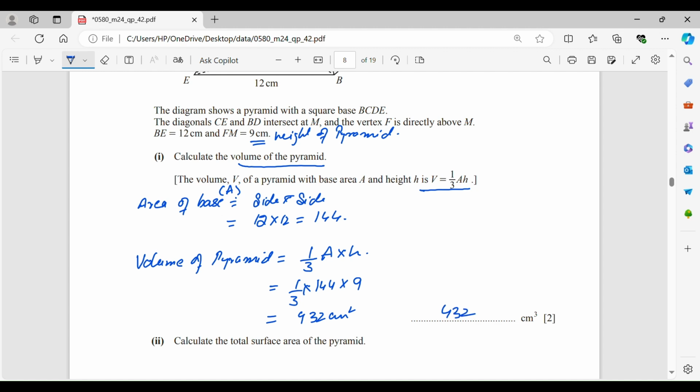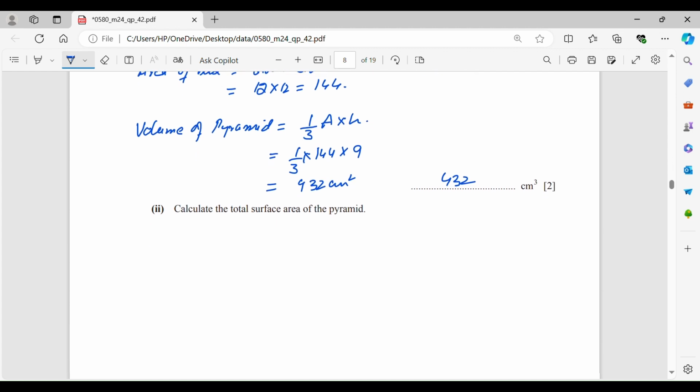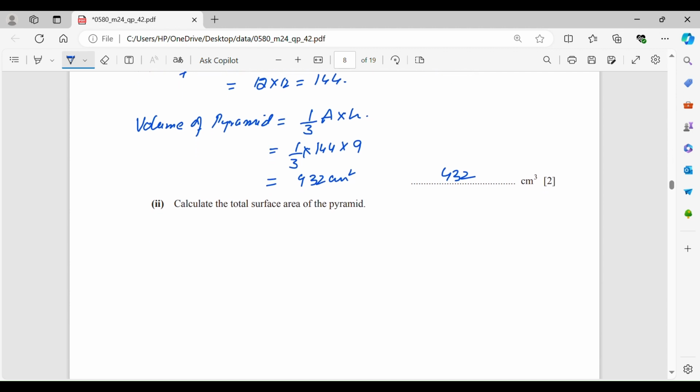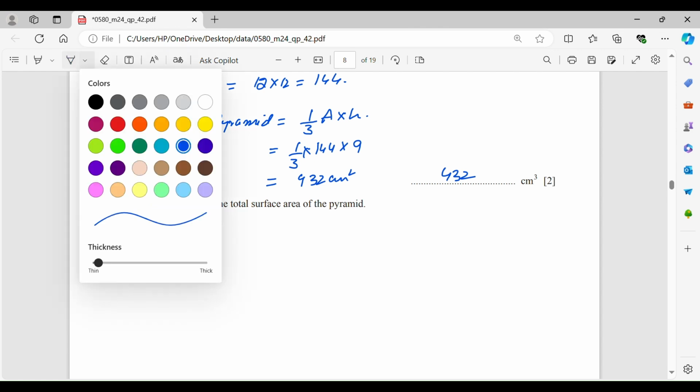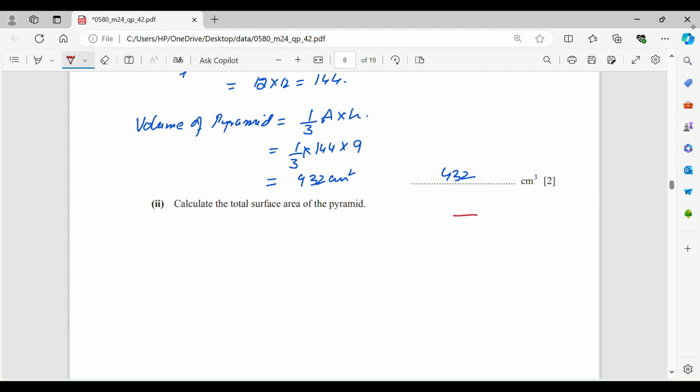Next part, calculate the total surface area of the pyramid. For this we need to open the net. Let me change the color of my pen. The net will look something like this. And it is a square base pyramid, so all the 4 triangles will be equal.